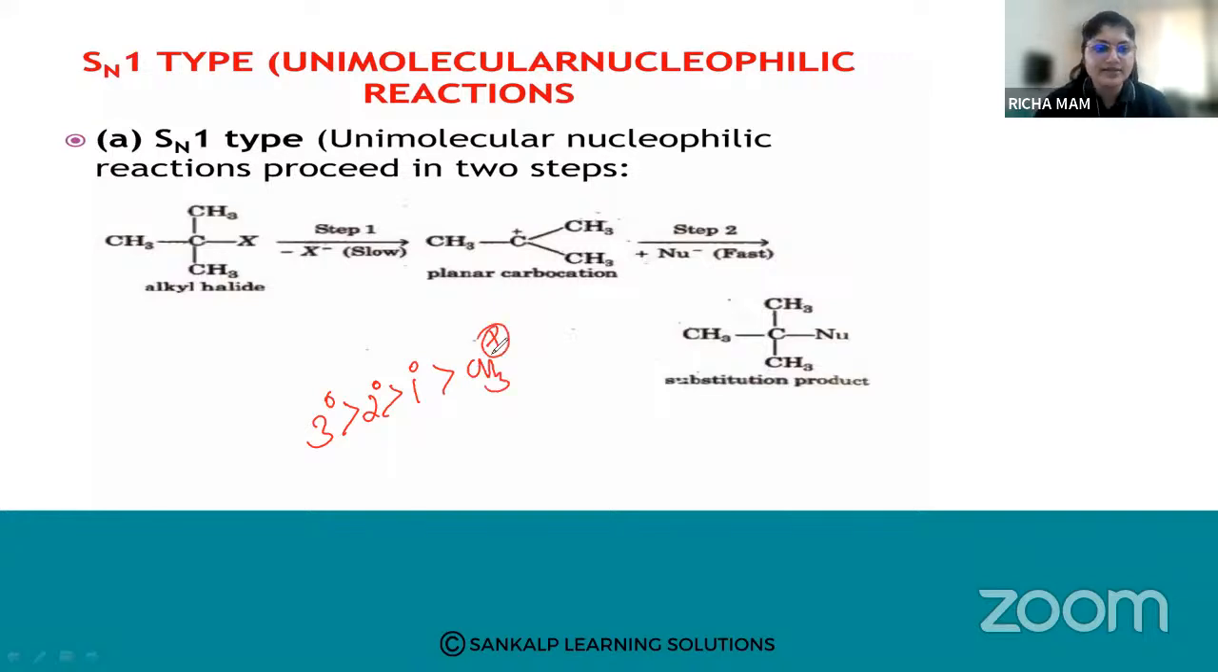So the SN1 mechanism proceeds in two steps. The first step is the formation of the carbocation, which is a slow step, and it forms a tertiary carbocation. The second step is the carbocation forming the substituted product, that is, an alcohol.